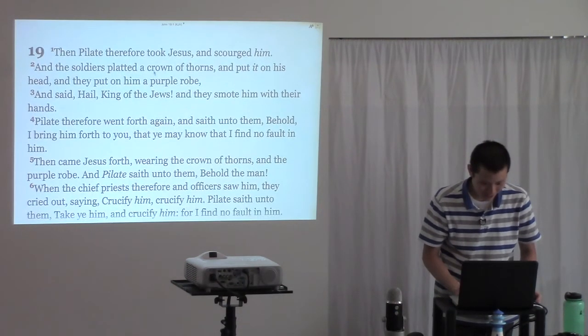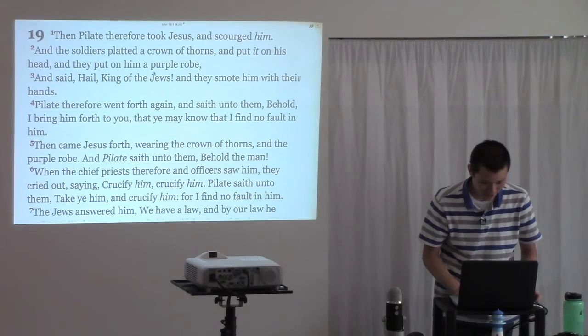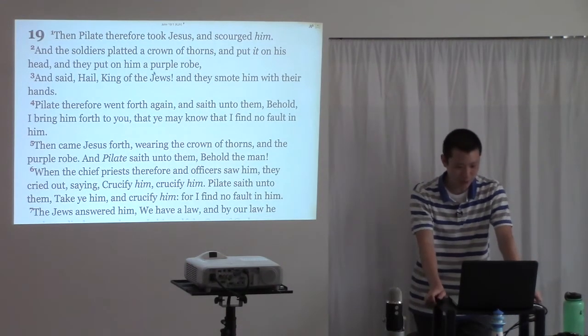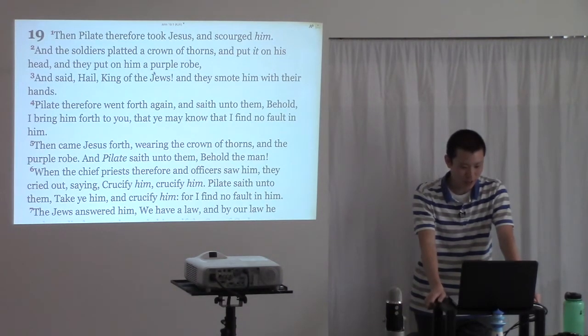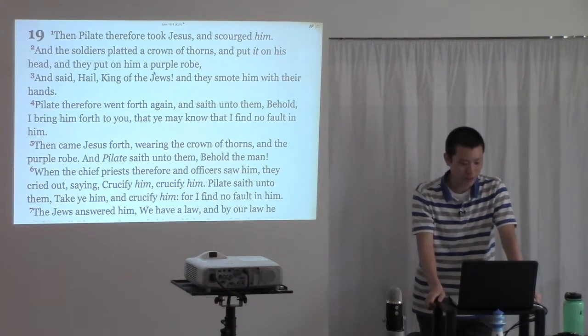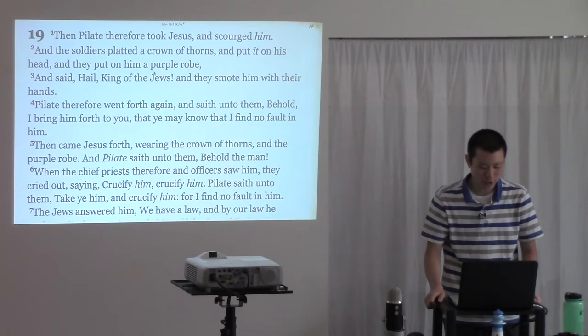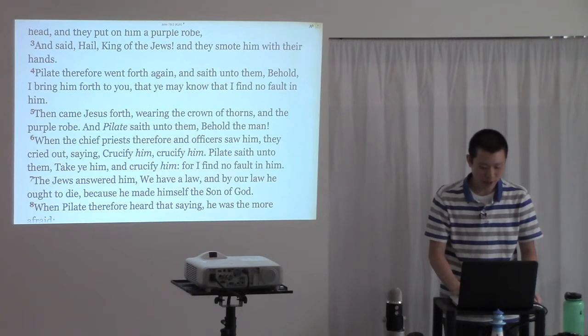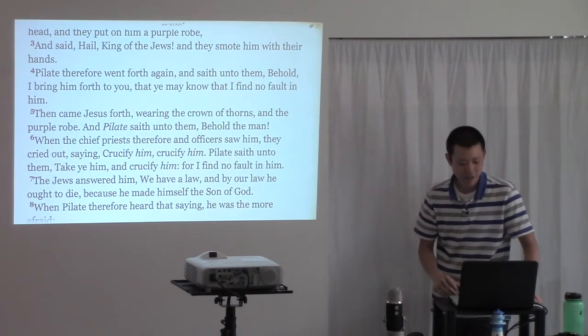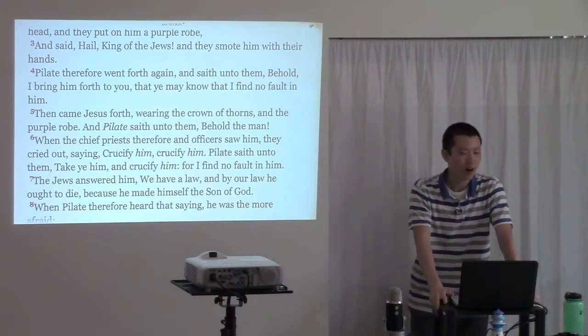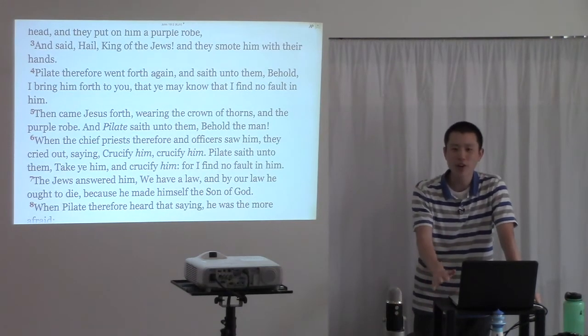And this crown was worn by none other than our Savior, Jesus Christ. Let's look here in John 19. "Then Pilate therefore took Jesus and scourged him. And the soldiers plaited a crown of thorns and put it on his head. And they put on him a purple robe and said, Hail, King of the Jews, and they smote him with their hands. Pilate therefore went forth again and saith unto them, Behold, I bring him forth to you that ye may know that I find no fault in him. Then came Jesus forth, wearing the crown of thorns and the purple robe, and Pilate saith unto them, Behold the man." And I want you to just behold the man today. Behold the man, the Lord Jesus Christ, who wore the crown of thorns.